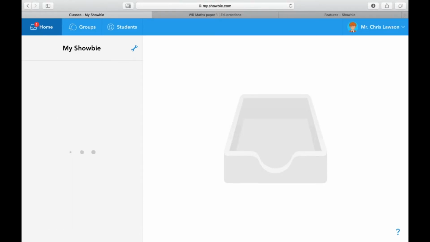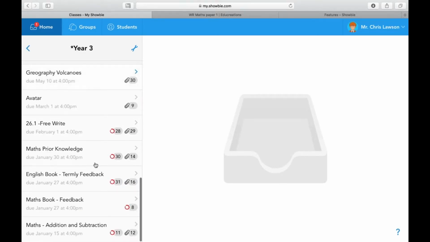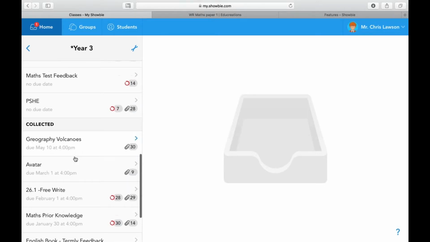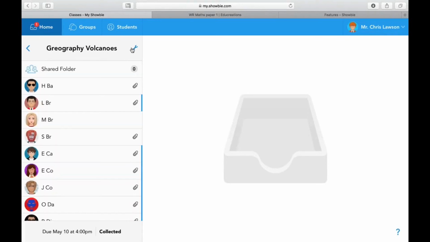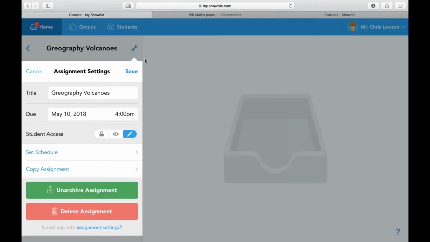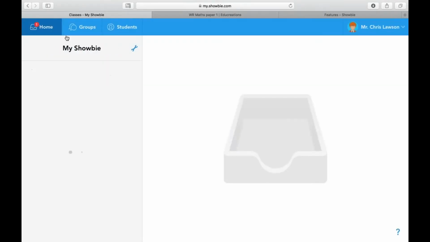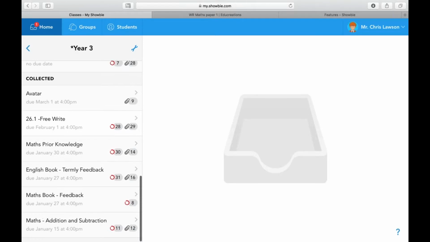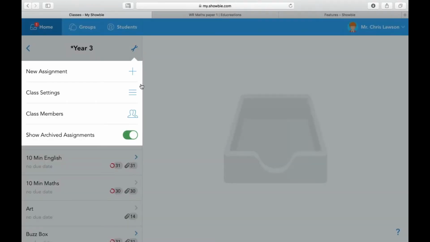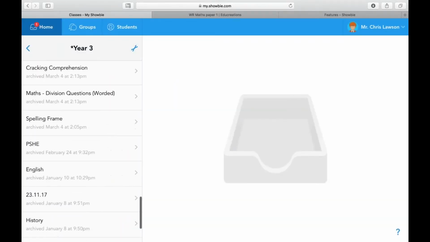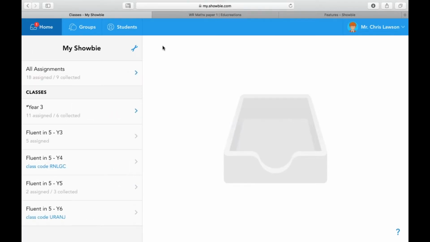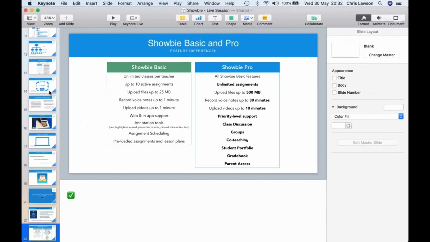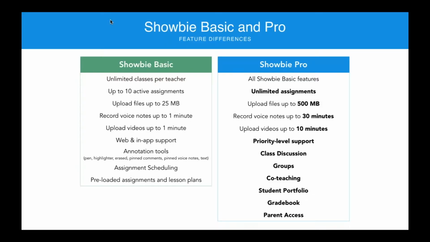So these ones here are archived, so they won't show on the children's devices. Well, they won't show when I archive it like that, but you can then get them back, and that's really important too. So you can go and find the archived assignments, so you can see how many over the time I've used. So that's one limitation, but still makes it more than usable. 10 active assignments, I think I could probably do with that.